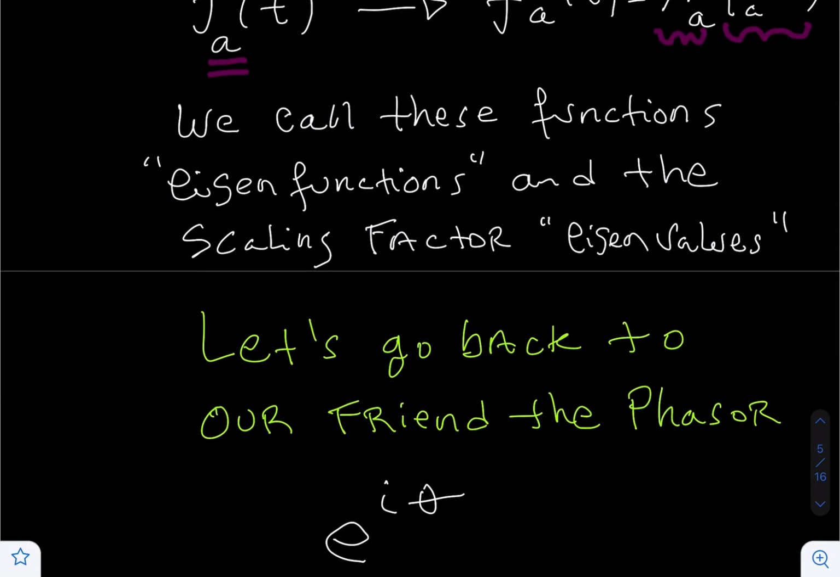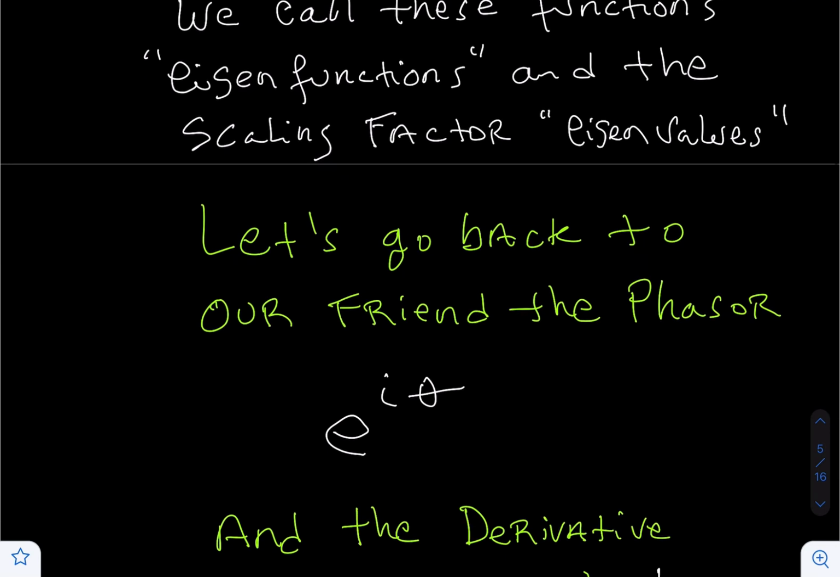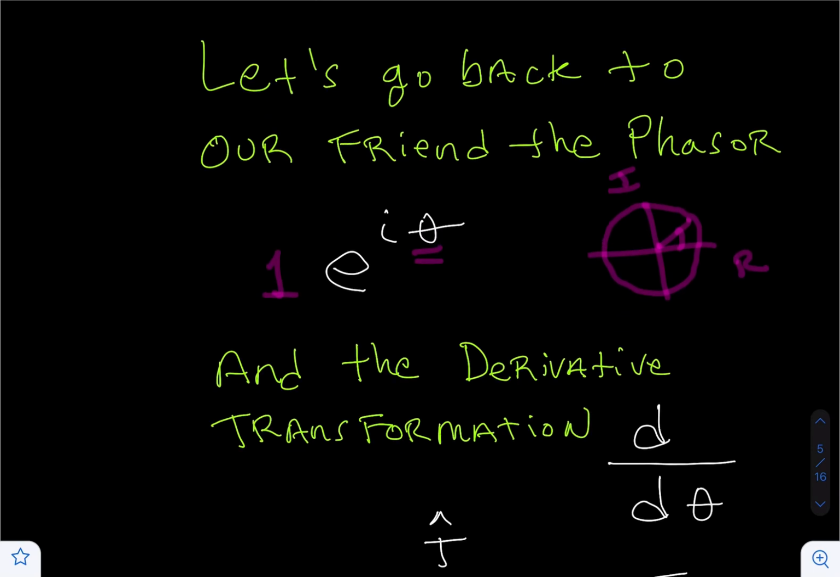So let's go back to our friend here, the phasor. If you remember, this is the real axis, this is the imaginary axis, and this is a vector on the unit circle because it's implied that the amplitude here is 1, and it has a certain angle right there, and we call that a phasor. Okay, so now I'm going to scare you because we're going to do a derivative of this thing. But bear with me.